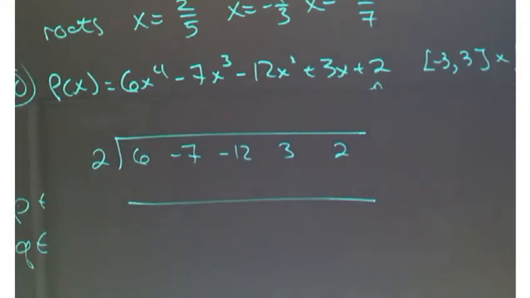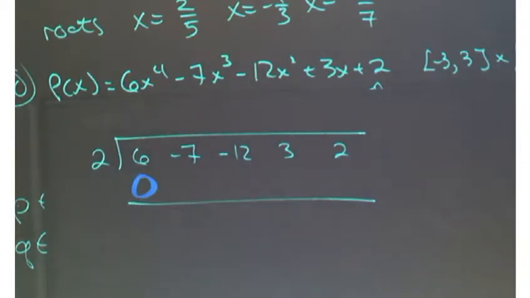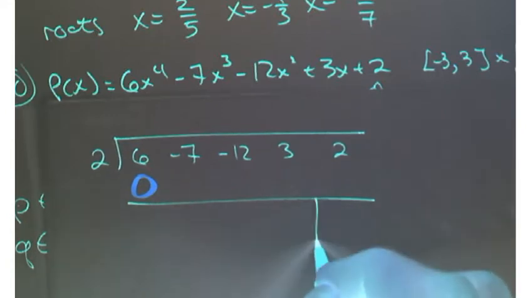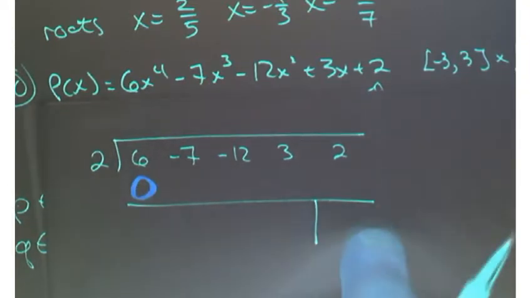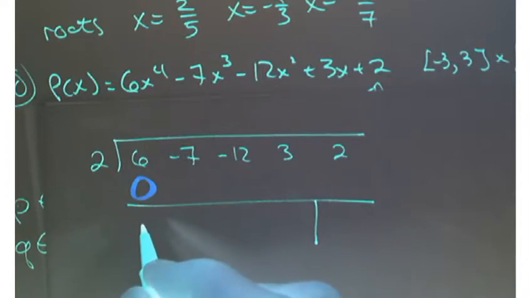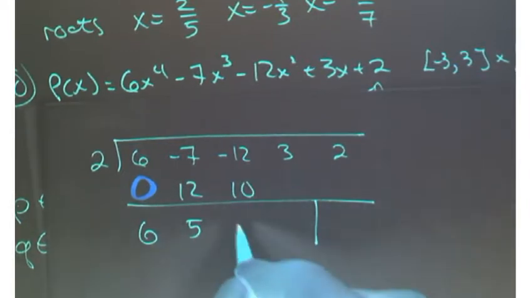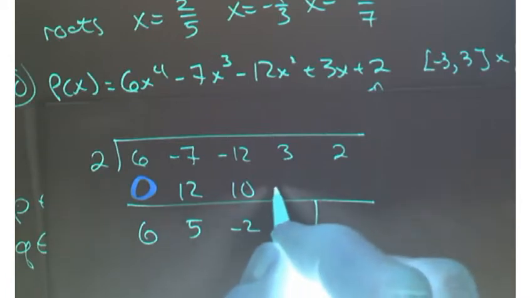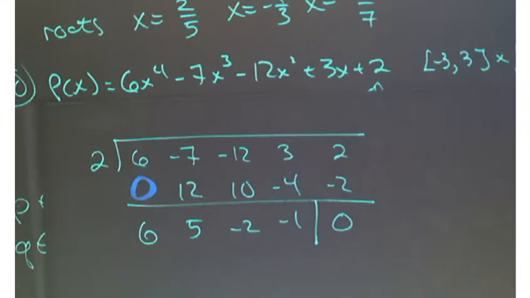What goes underneath the 6 to begin with? 0. Thank you. So a big goose egg there. And then also do yourself a favor, draw a little line here for that last one, because that last one's going to be your remainder. Now, if 2 is a root, then what should this remainder be? It should be 0 as well. So let's see. 6, 12, 5, 10, negative 2, negative 4, negative 1, negative 2, bingo, 0. So that's cool. That's what we expected.